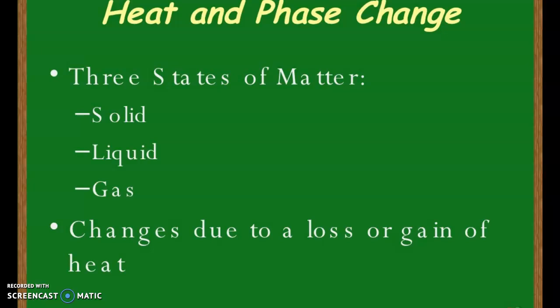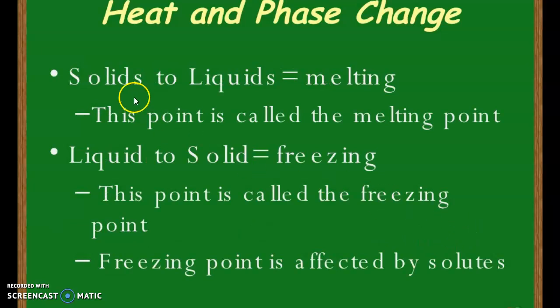Okay, so let's begin. There are three states of matter: the solid, the liquid, and the gas. Changes are due to a loss or gain of heat. Solid to liquid is called melting. This is how to pass from solid to liquid. This point is called the melting point. From liquid to solid is called freezing. This point is called the freezing point.